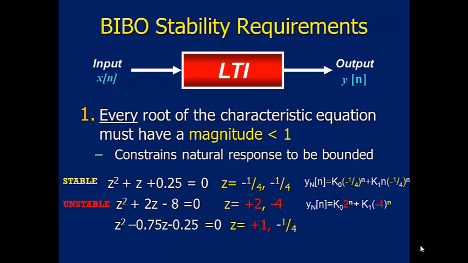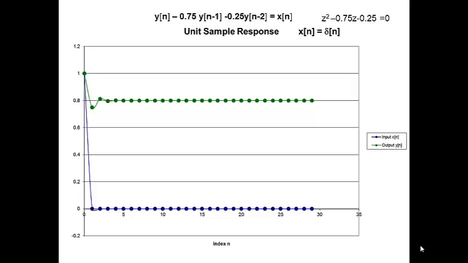This one's a little trickier. This one has roots of positive 1 and minus a quarter. Well, the minus a quarter is okay. I get minus 1/4 to the n, that's converging. The 1 is a constant. 1 to the n just stays constant, 1, 1, 1, 1. That one you might think is okay. It's not unstable, right? It's not going anywhere, it's not growing. If you look at its unit sample response, put in a 1, and it just stays level. That looks like it might be stable.